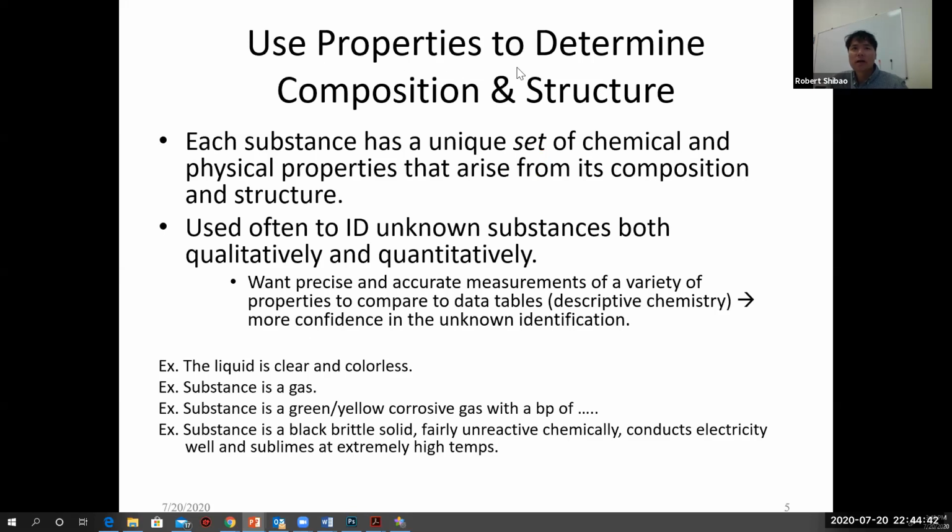We use properties all the time to ID things. So this is going back. I'm going to skip these because this is going back to.